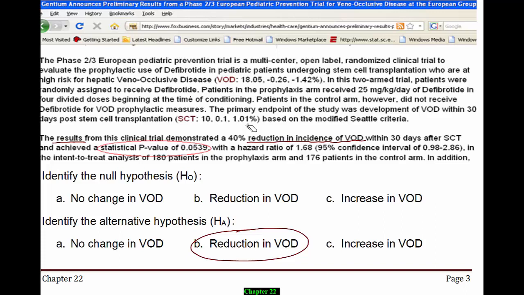Now we need to figure out what the null is. Remember that the null is that nothing's going on. The two groups are the same. Veno-occlusive disease rates are the same in the prophylactic group, the defibrotide group, as well as the placebo group. So the null hypothesis is that there's no change in VOD.